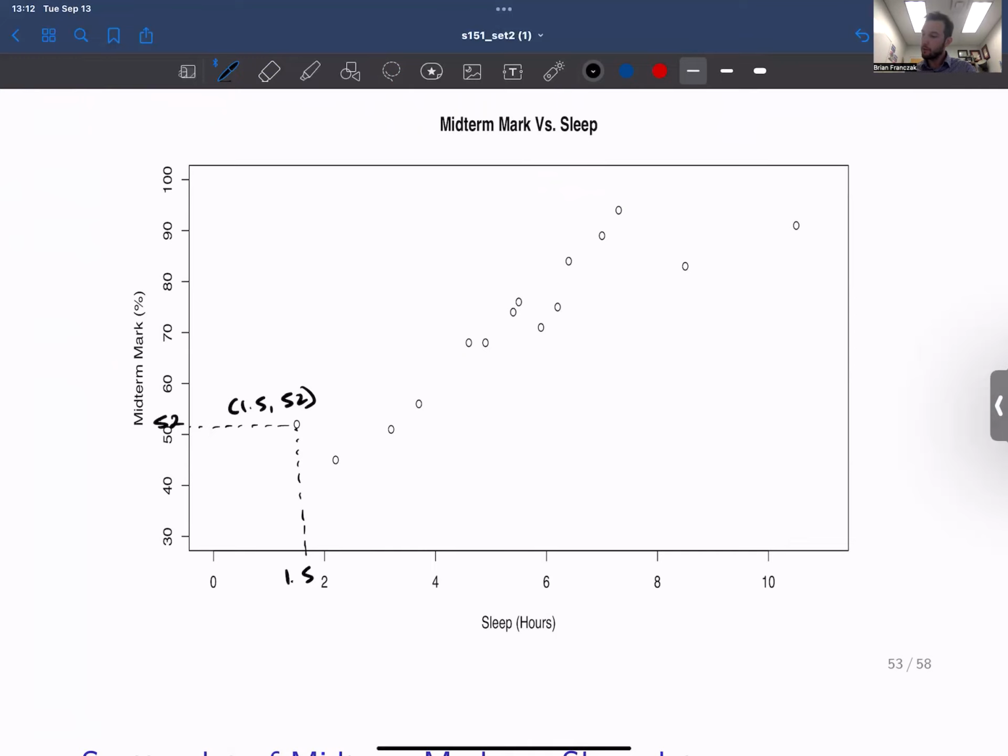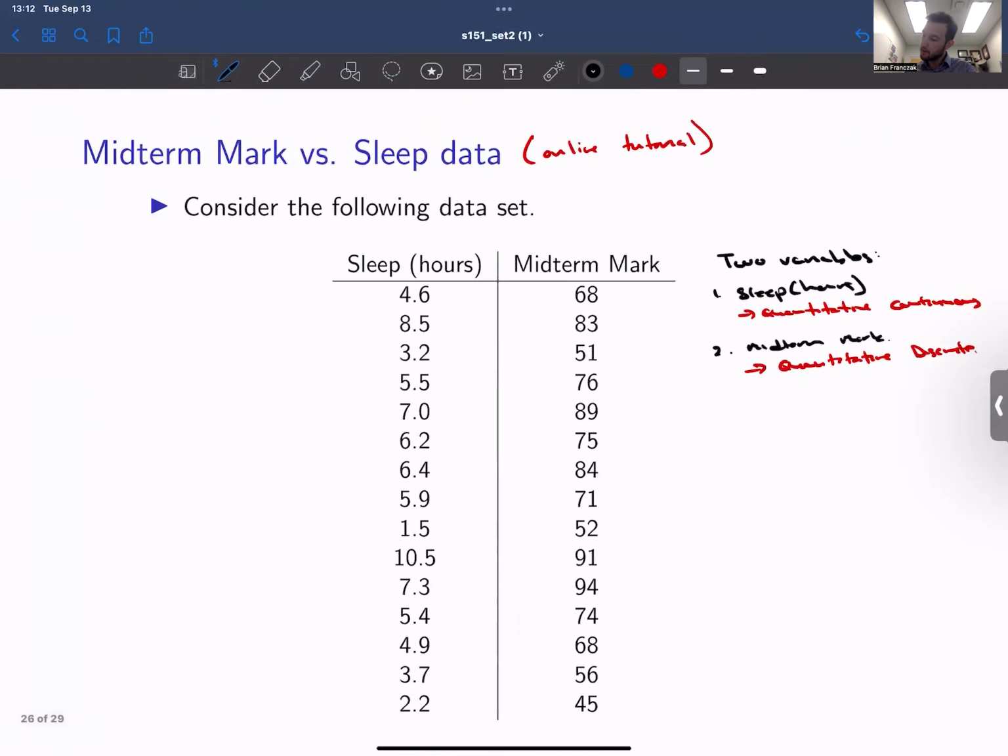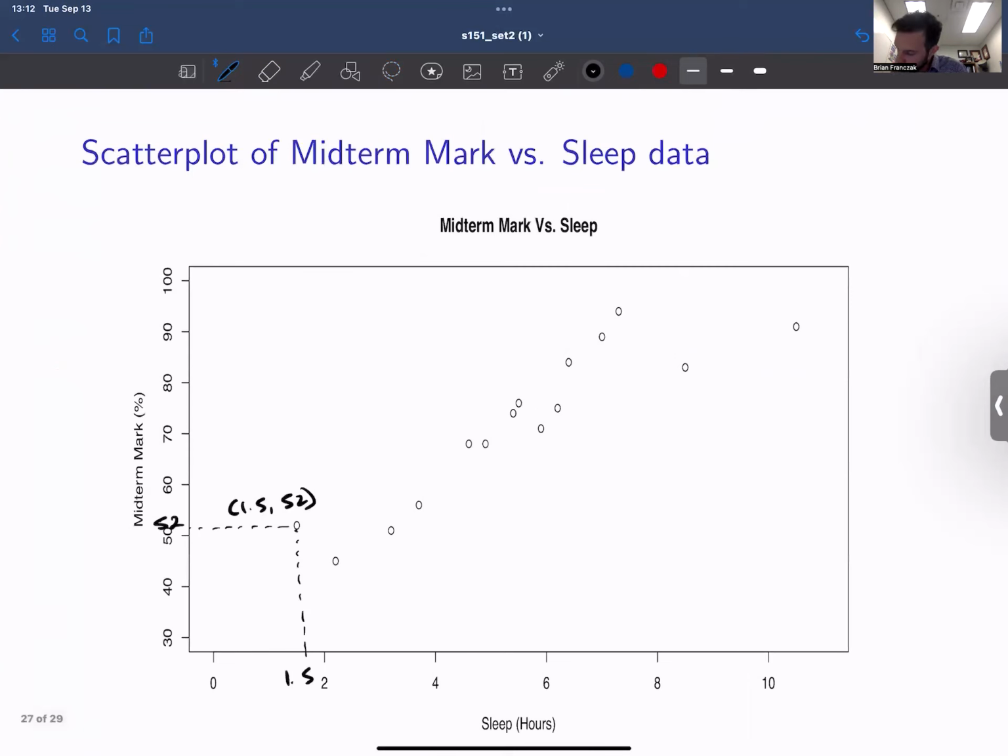The next point would be the observation (2.2, 45). Okay, so this point here is (2.2, 45). So every single observation or point on the scatter plot is simply marked via its sleep versus midterm mark value. So these are coordinates.